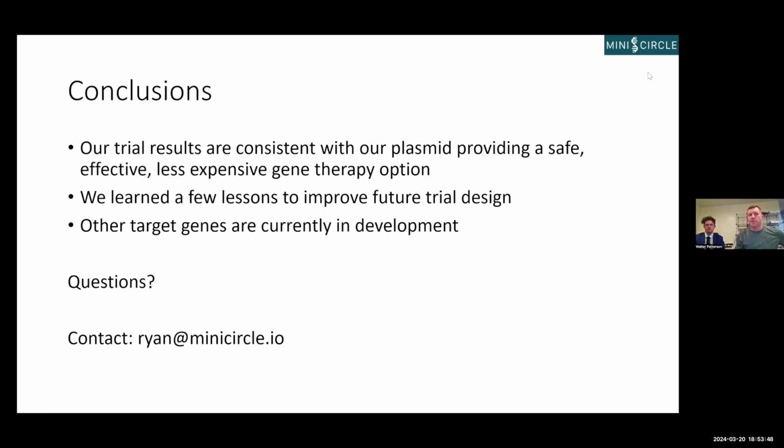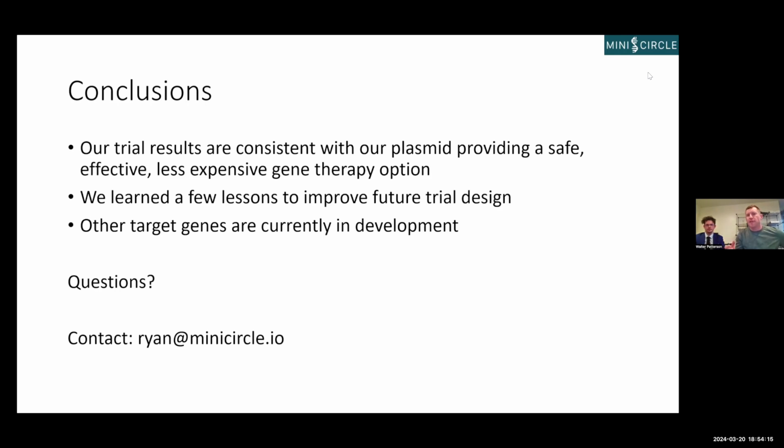Some conclusions. Overall, our trial results are consistent with our plasmid providing a safe, effective, and less expensive gene therapy option compared to viral vectors. We're a small startup. This was a pretty scrappy trial, but we do feel like it produced decent results. And we learned a few lessons to improve trial design moving forward.